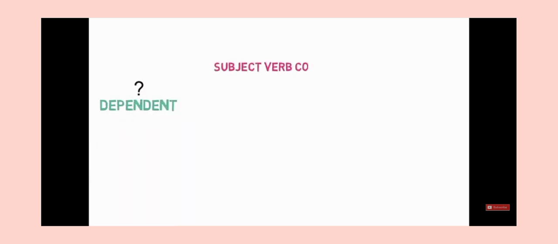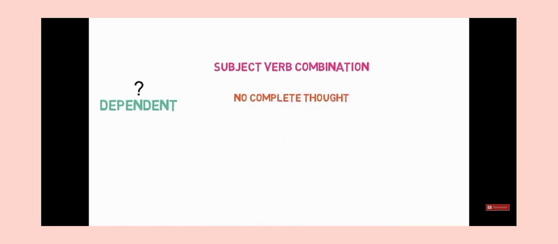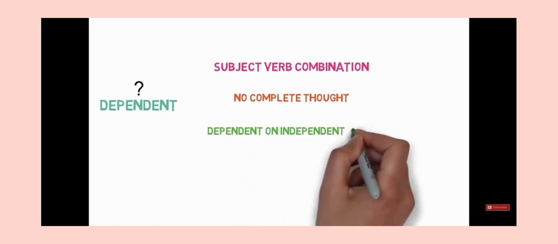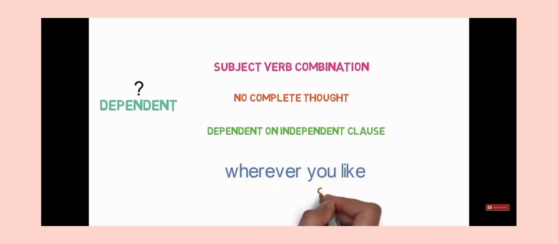It has a subject and a verb, but it doesn't have a complete thought by itself and is dependent on independent or main clause for a complete thought. For example, wherever you like. Here, you is the subject and like is the verb, and the whole sentence is having a meaning as well, but it's incomplete.